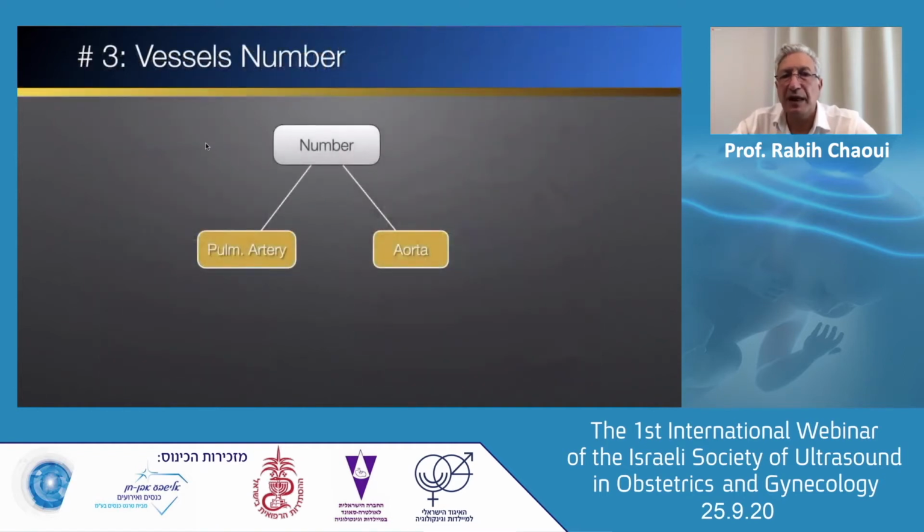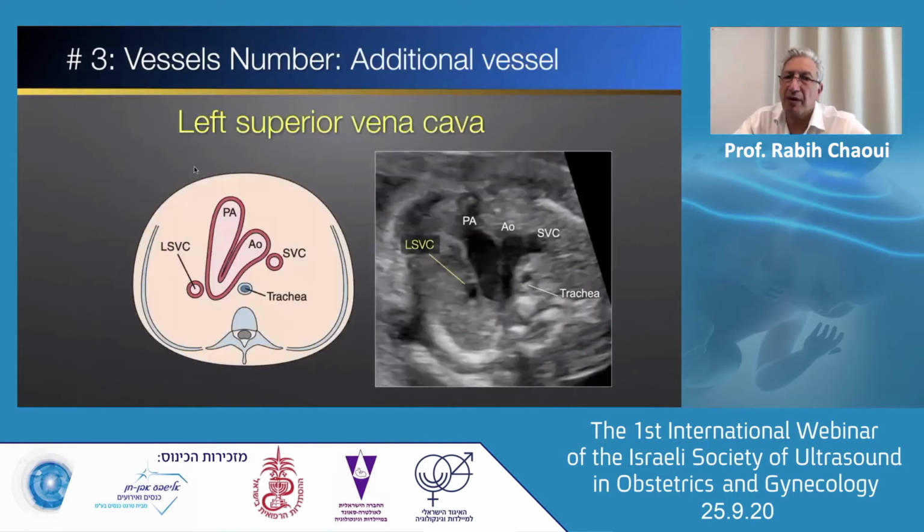The next point is the number of vessels. In general, when people say the number of vessels increases, they mean the left superior vena cava as a fourth vessel: 1, 2, 3, an additional fourth.